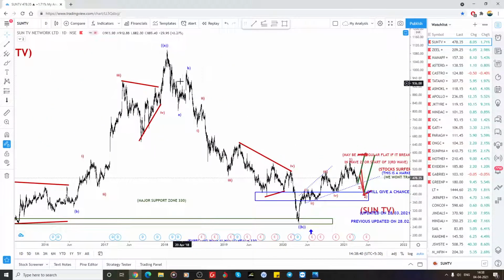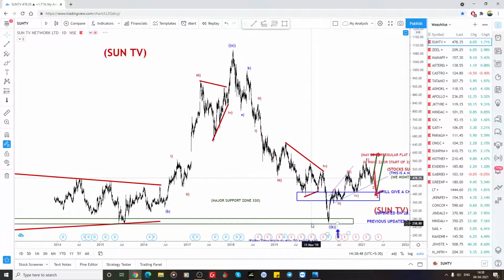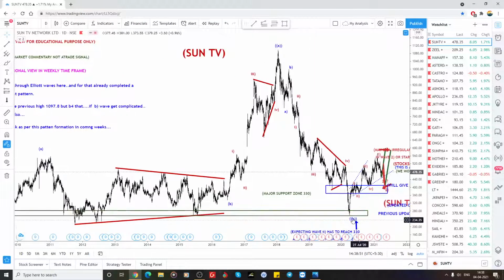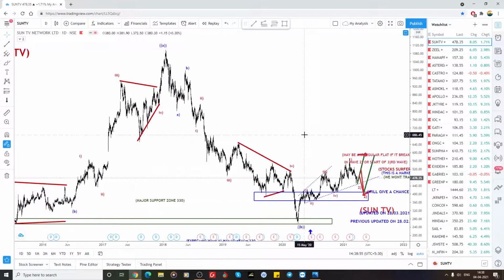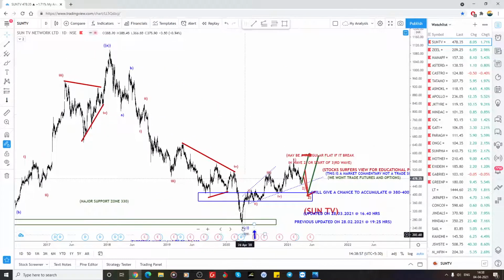So whether this is a simple B wave correction that has ended, it already went for the high of 1100, and then again it retested the 258, almost the 75%. It came down. So now I think it could not be a complex correction. So this could be the start of that C wave in the bigger 5-wave structure.